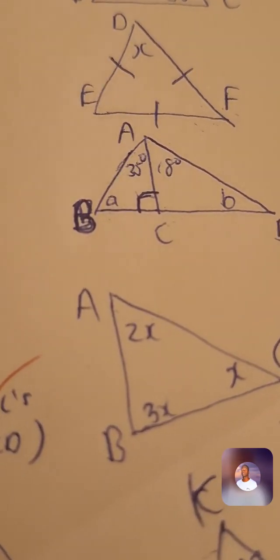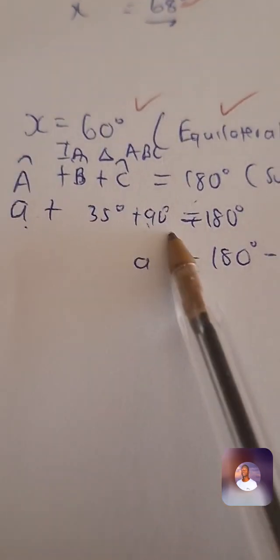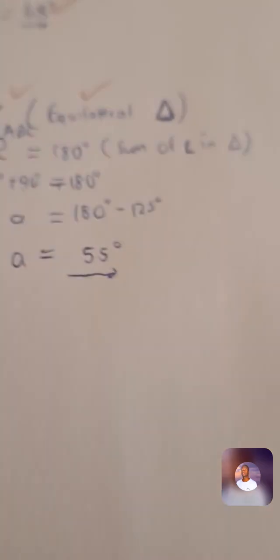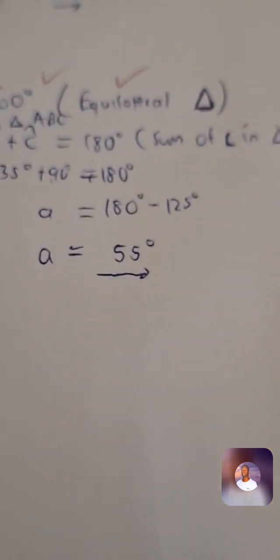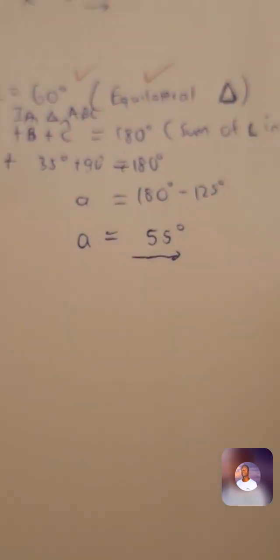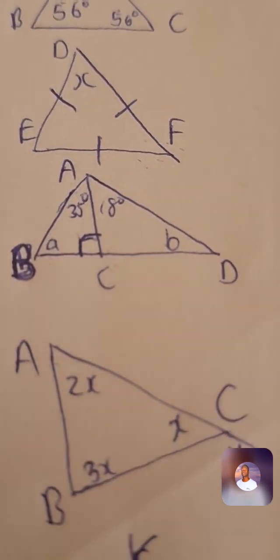So you add the 35 plus 90. The A is equal to 180 minus 125. So what is the answer? What's 180 minus 125? It gives us 55 degrees. Awesome. So we have A. Now we need B.